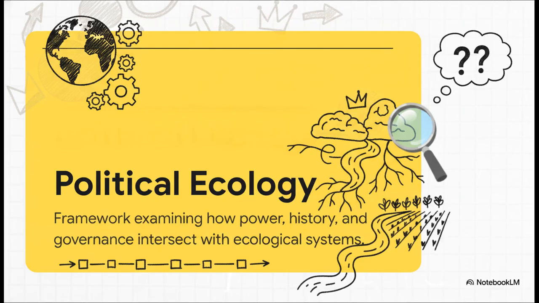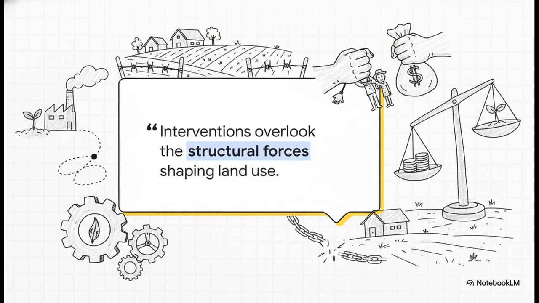This interdisciplinary framework argues that agricultural land use isn't just about the physical distance to a market or the raw cost of transport. It deeply examines how power, history, governance, and access to resources actually intersect with our ecological systems. It asks a much more profound question, really: not just what is most profitable to grow here, but who actually has the power to decide what grows here? Let's look at some contemporary research to understand just how crucial this shift in thinking really is.